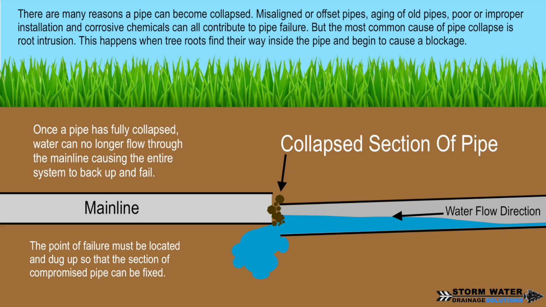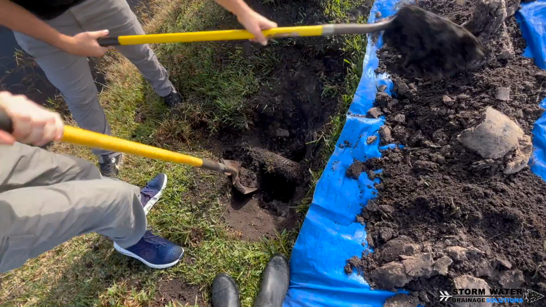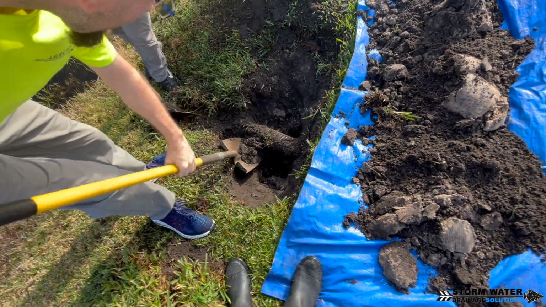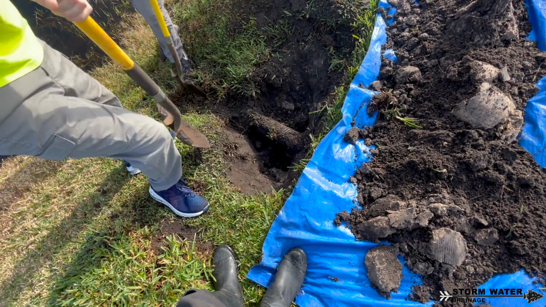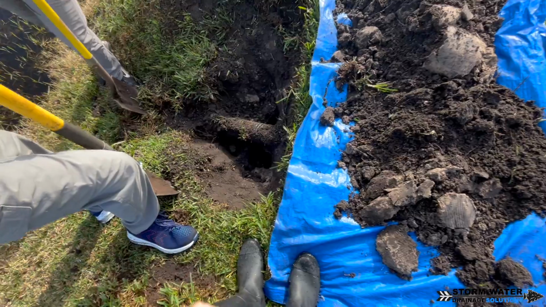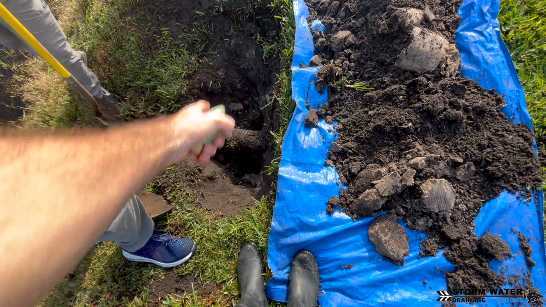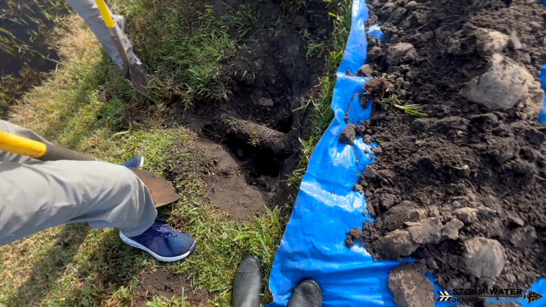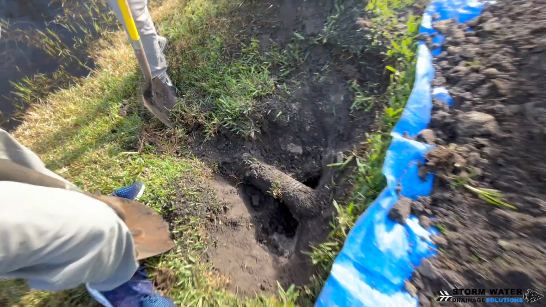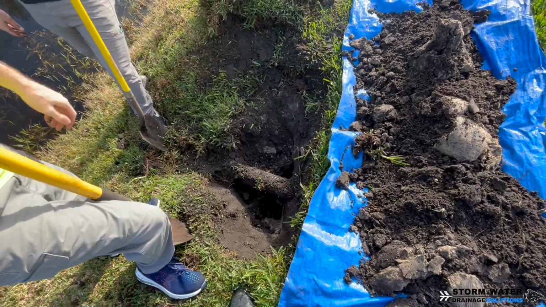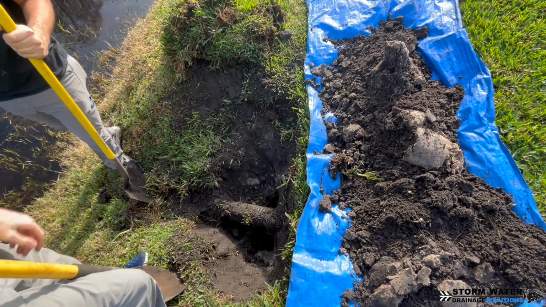Now, there's a couple other reasons why a pipe can collapse. Misaligned joints from poor installation, bad connections, and just aging of old pipes can cause this. But the most common one is root intrusion. In order to fix a collapsed pipe, you're going to have to figure out where the collapse in the line has occurred. Now, usually it will involve running a camera snake down the main line to figure out exactly where the problem area is and then dig down to it to fix it.